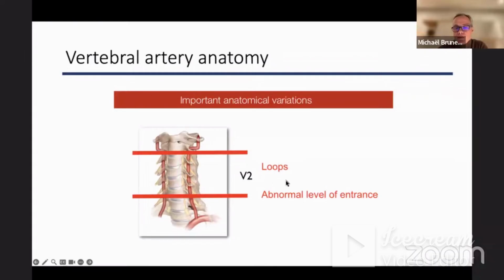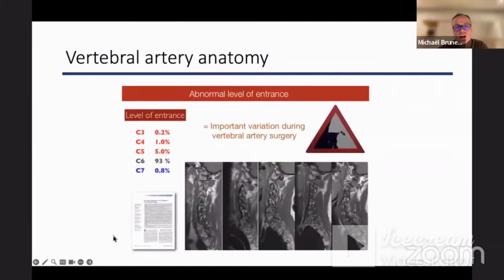Loops can be present, and you also have an abnormal level of entrance, meaning that the artery is not entering into C6 but above. We made a very large study about the trajectory of 500 vertebral arteries. Normally, as you know, the vertebral artery enters the C6 transverse foramen. It is the case in 93% of the patients. But the vertebral artery can enter above into C5 in 5% of the patients, into C4 in 1% of the patients, and even more cranially in C3.